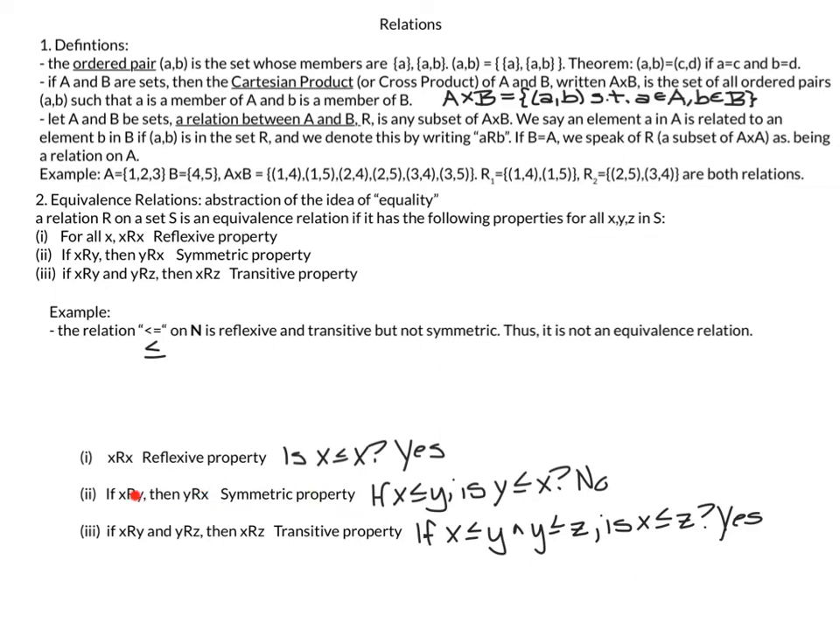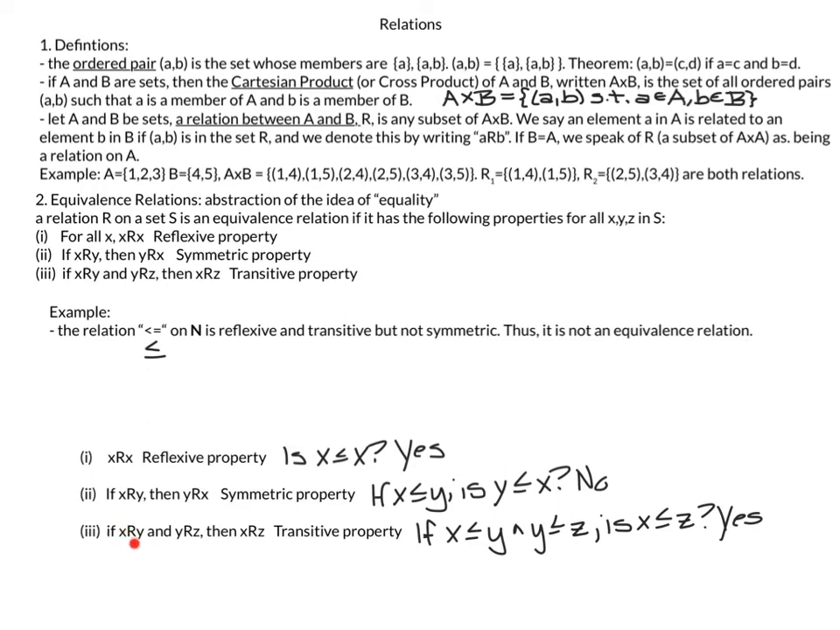The second property, if x is related to y, then y is related to x. That's the symmetric property. Again, I rewrite this in terms of my relation. So if x is less than or equal to y, is y less than or equal to x? And the answer is no. So it is not symmetric, which is why it's not an equivalence relation.